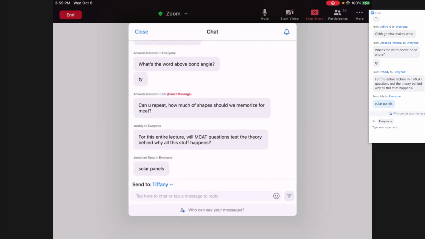Okay, so there was a question, how much of the shapes do we need to memorize? You just need to remember, based on the group of electrons, what type of geometry it's generally going to have. You generally only need to probably remember up to the tetrahedral. It's very rare you're going to get a trigonal bipyramidal type shape, right? When are you going to ever run into PCl5, right?